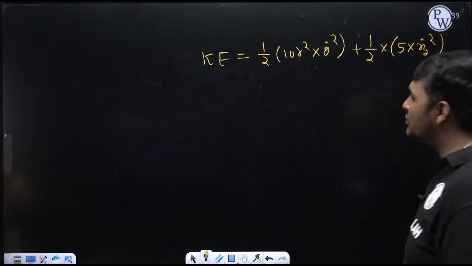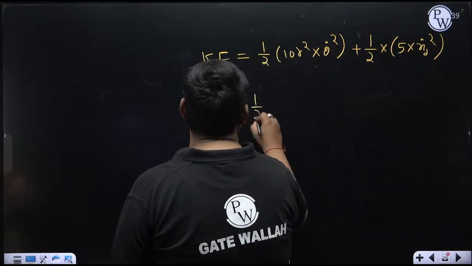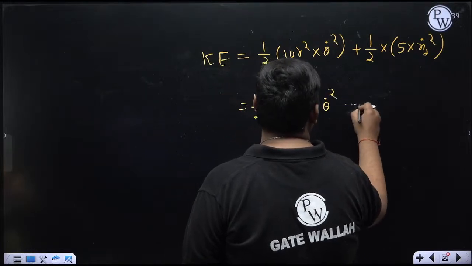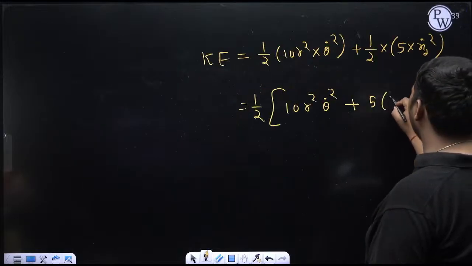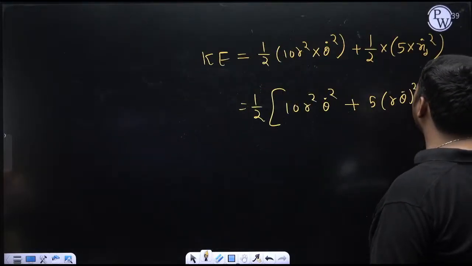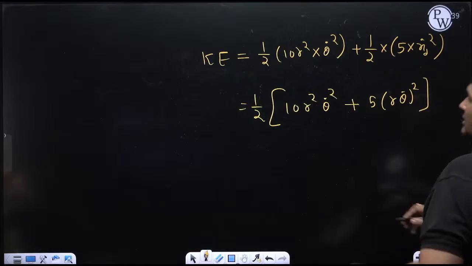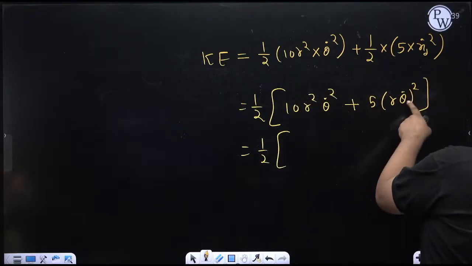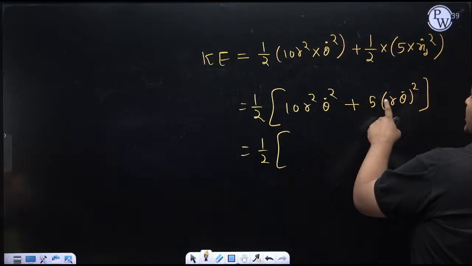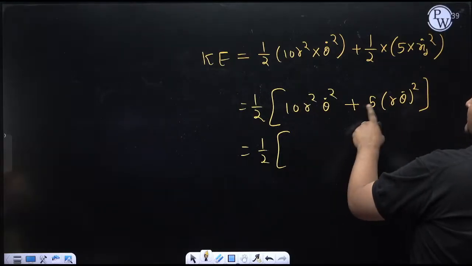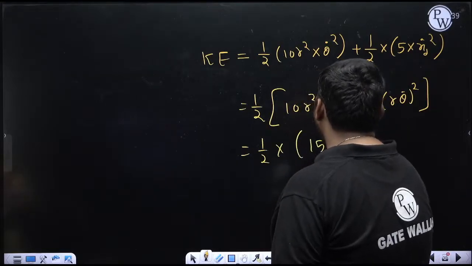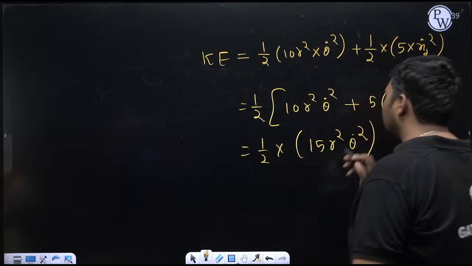No other inertia is given, so this is complete. Just simplifying this, I am taking half common. It is 10 r square theta dot square plus 5. Now x2 dot is r theta dot. So after putting, it will be r theta dot whole square, which is nothing but r square theta dot square. So ultimately, half I am taking common. It is r square theta dot square, it is also r square theta dot square. So r square theta dot square I can take common. Here 10 will remain, here 5 will remain, and 10 plus 5 is 15. So it will be 15 r square theta dot square by 2. That is the expression of kinetic energy.